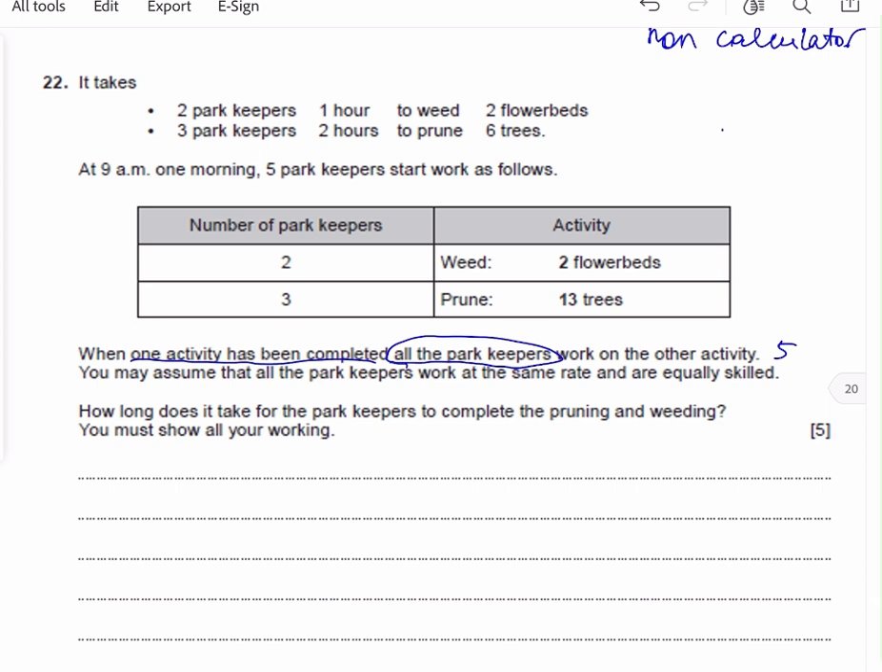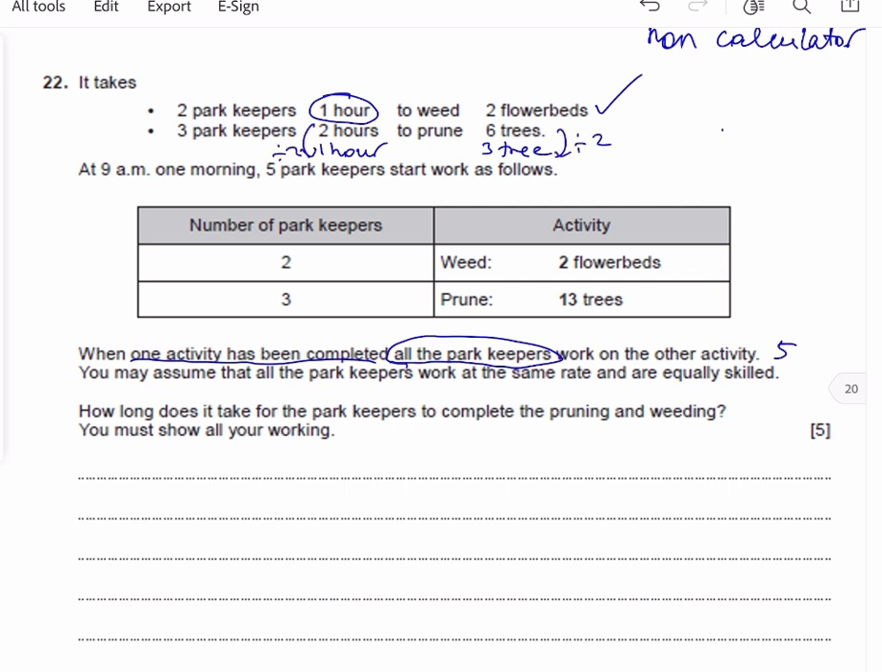So this table is a bit misleading because you think you're going to use that information, but you actually look at the second part of the question. It says when one activity has been completed, all the park keepers work on the other activity. That means all 5 of them start working together.